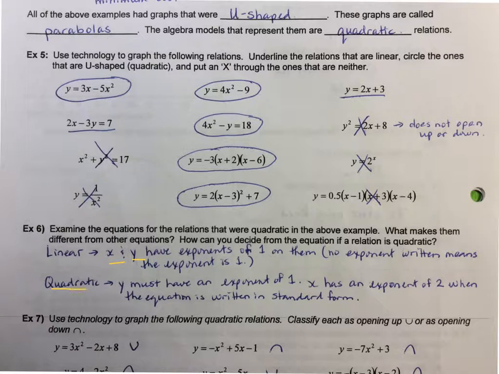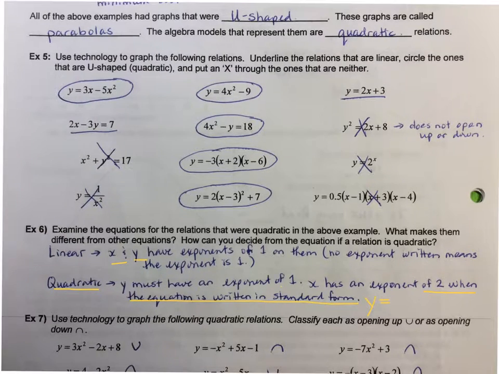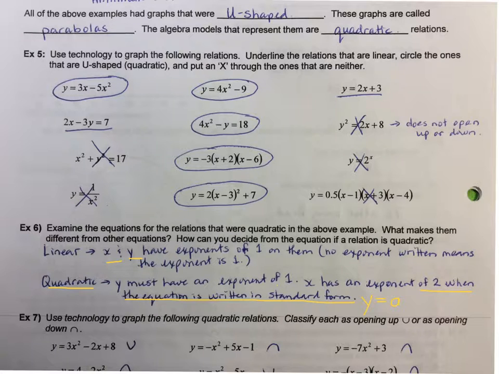A quadratic, this is the key here. The y must have an exponent of 1. X has an exponent of 2 when the equation is written in standard form, when it's multiplied out. So you can't have any brackets in it. It has to look like this. We're going to have y equals ax squared plus bx, so the a and the b are just numbers. The x's are our variables, and then plus c. Again, c is just some number. So if it's in that format where the highest power of x is a 2, then it's going to be quadratic.